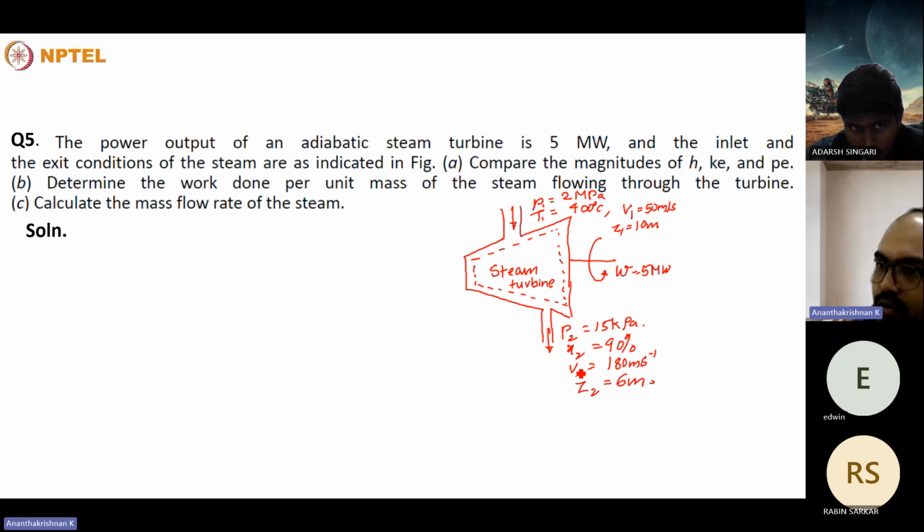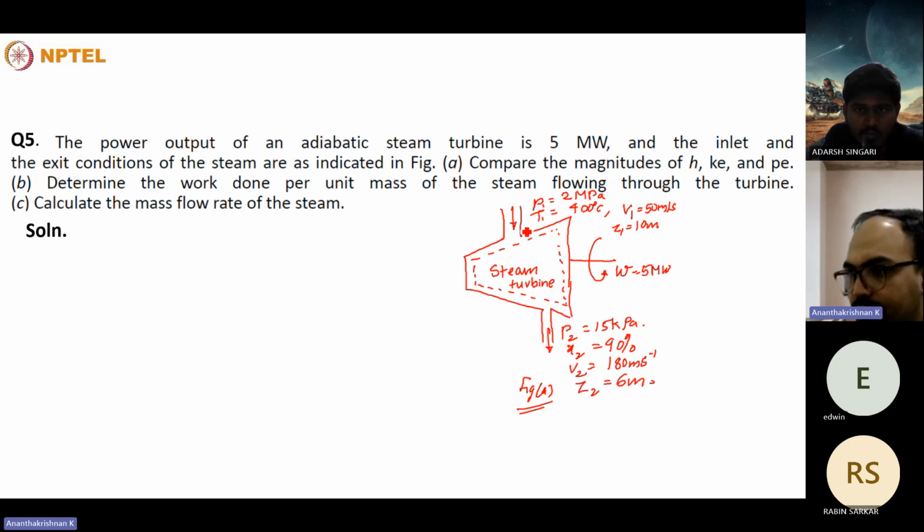This is a case of an adiabatic steam turbine. Adiabatic in the sense there is no heat transfer in this process; no heat transfer happens from the control volume to the surroundings. It generates a power of 5 megawatt, and the inlet and exit conditions are as given in this figure. In figure A, we need to compare the magnitudes of enthalpy H, kinetic energy KE, and potential energy PE. And we need to determine the work done per unit mass of the steam flowing through the turbine and the mass flow rate of the steam.